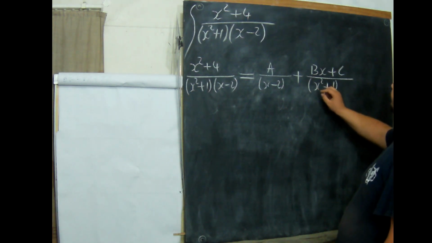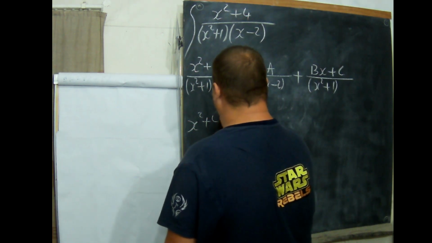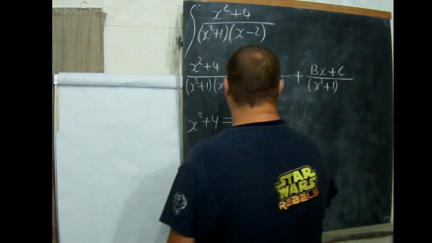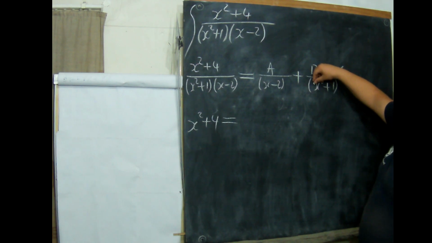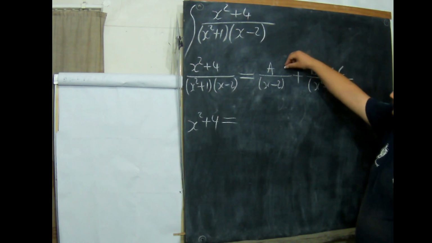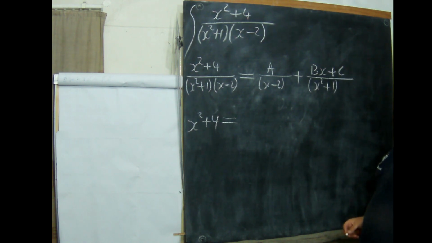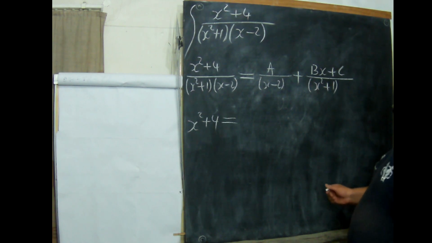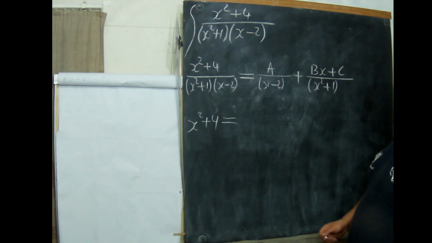So what we do now is we say x squared plus 4 equals. Now what we need to do is take this x squared plus 1 and multiply it up here, and take this x minus 2 and multiply it there. So each one will get what the other one lacks, in terms of a common denominator.